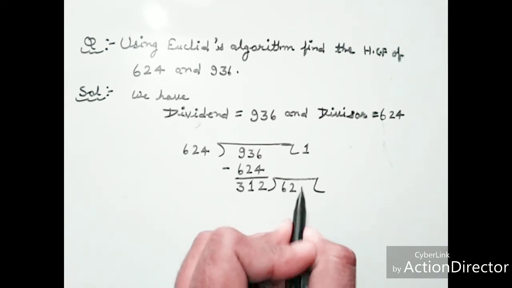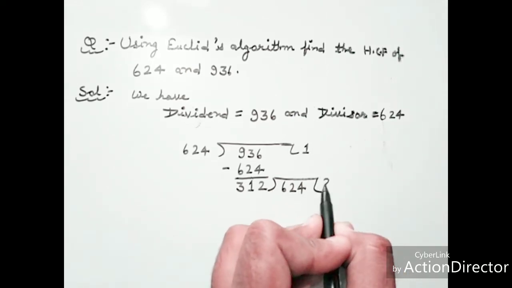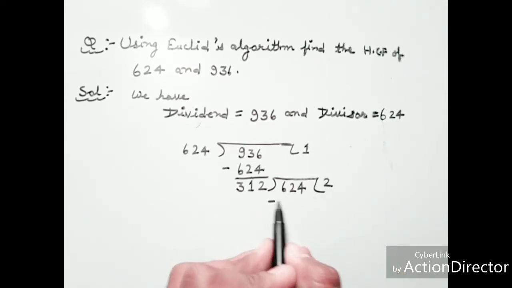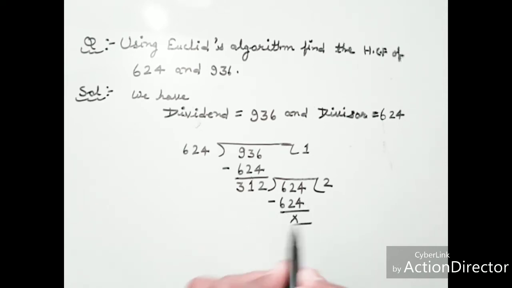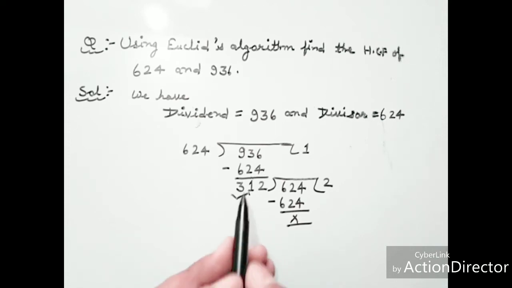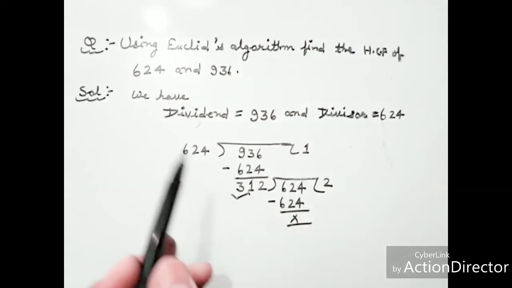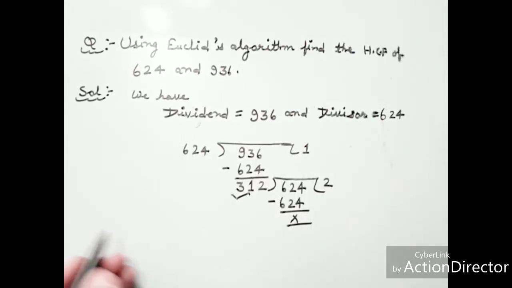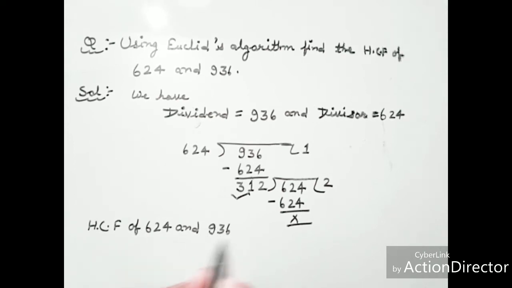Now 312 divides 624 in 2 times, 624. Now here the remainder is 0. So this divisor is the HCF of these both numbers 624 and 936. So we get the HCF of 624 and 936 is 312.